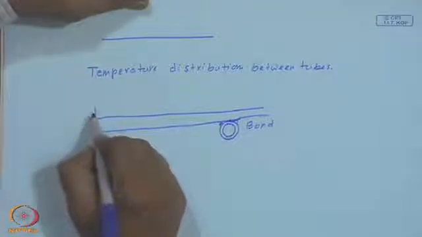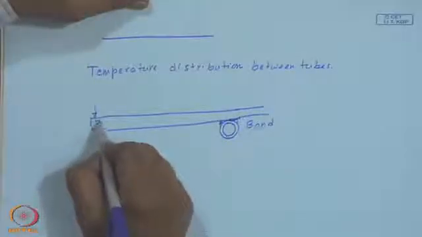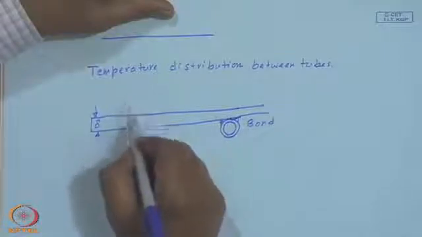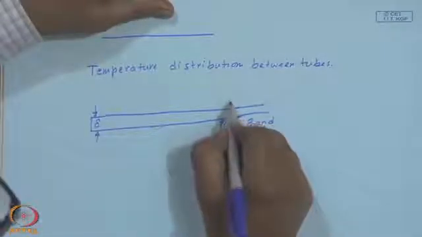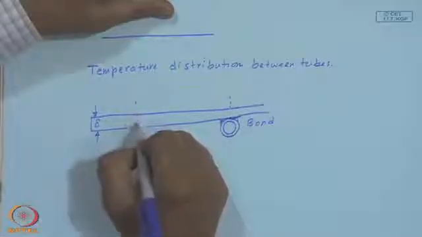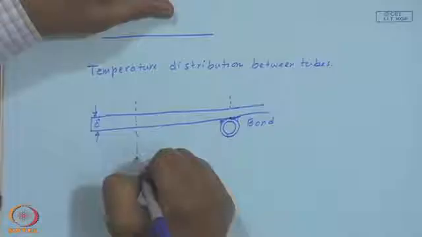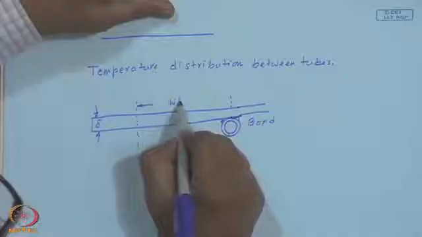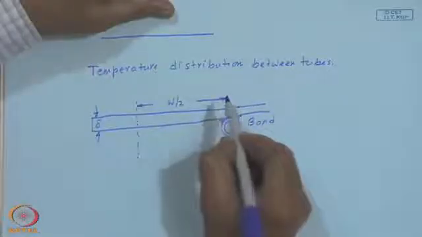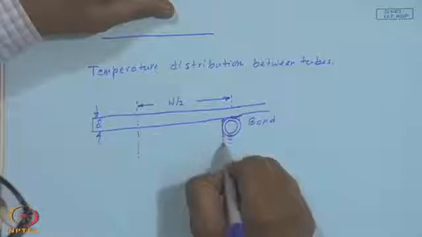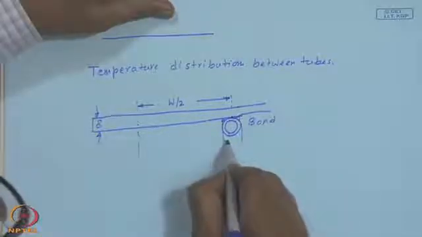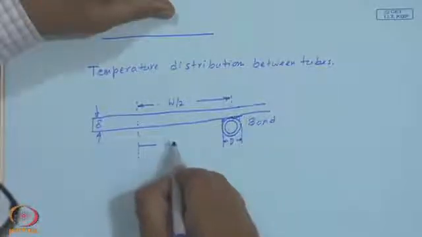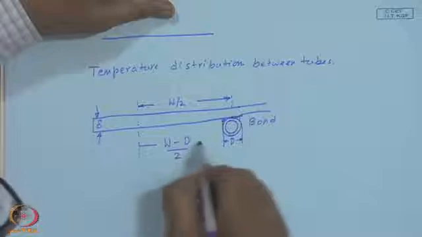Let this thickness be delta, and if we take the center of the tube to the center of the sheet, half of it, that will be W by 2, and if this is a D capital, this will be W minus D by 2.